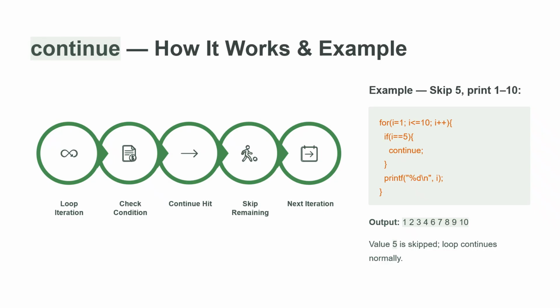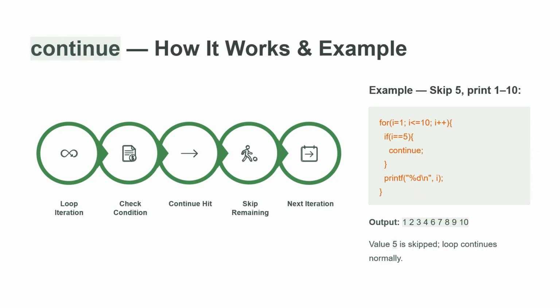Here you can see loop iteration. It will check the condition. If the continue hits, it will skip the remaining part and then go for the next iteration. So here, when you check with the example, you can compare some set of values 1 to 10. For example, let us say print 1 to 10, and you have to skip any of the numbers in between. The next statements will continue.